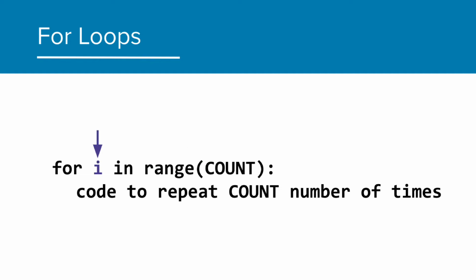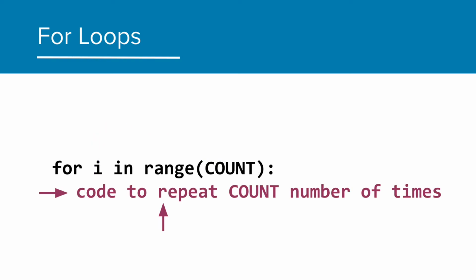Then we have this i, which is a variable that keeps track of how many times the loop has repeated. By default, i starts at 0 and continues up to count times. So in this example, if count is 5, i will be 0, then 1, 2, 3, and 4. We have 5 loop repeats, but important to know that i will stop after it equals 4. We'll see more of this in our examples.